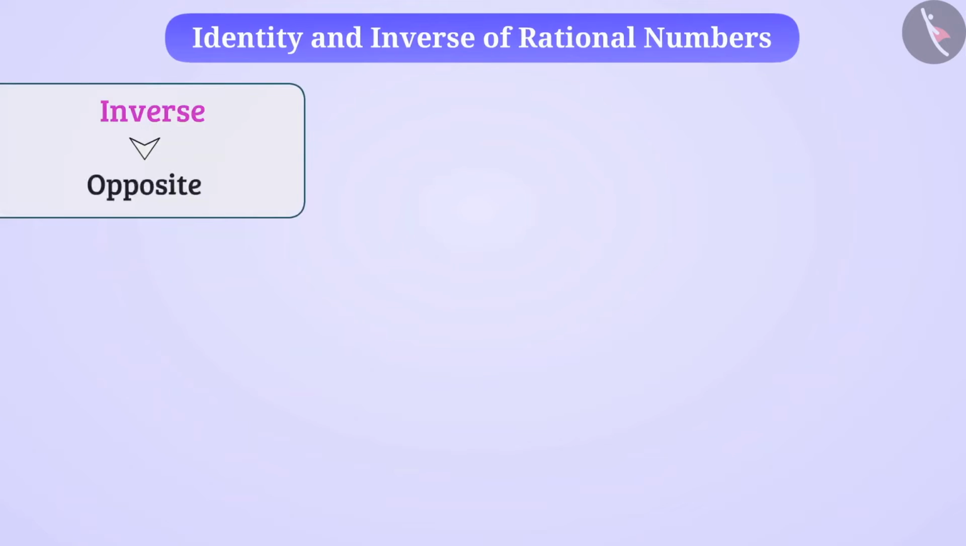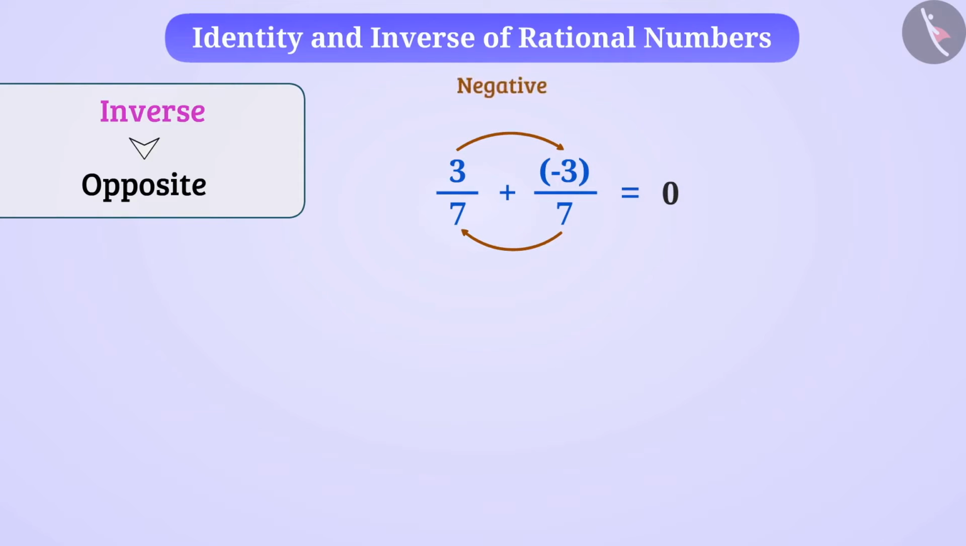Inverse means opposite. Let's understand its importance in mathematics. Let's take a rational number 3 by 7. If we add a rational number minus 3 by 7 to it, then we get an answer as 0. We can say that adding 3 by 7 and minus 3 by 7 makes the value of each other 0. Therefore, these are negative or additive inverse of each other.